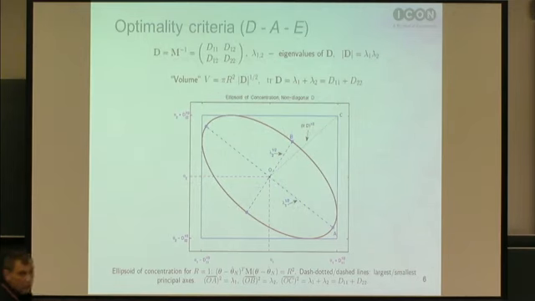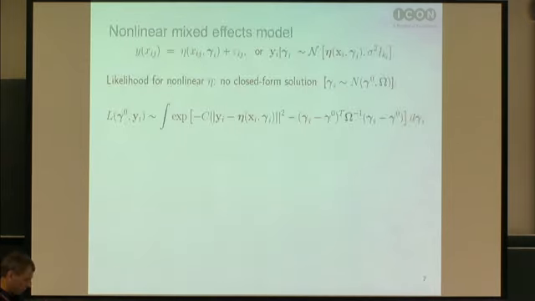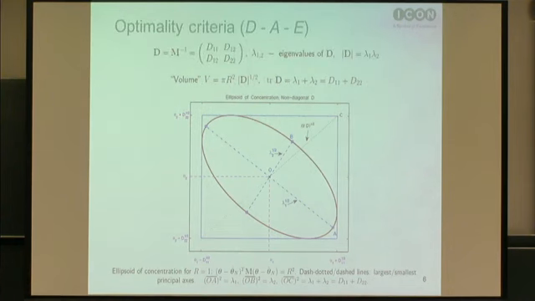I put this slide just for two reasons. The first reason is to illustrate that many popular alphabetic design criteria have a nice geometric interpretation. For example, D-optimality is the size or volume of the confidence ellipsoid, or the confidence region. A-optimality, the sum of diagonal elements, is related to the sum of the principal axes of the ellipsoid, and E, the minimization of the largest eigenvalue, is also related to the size of the largest axis.